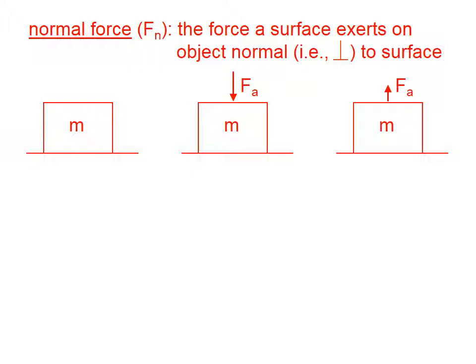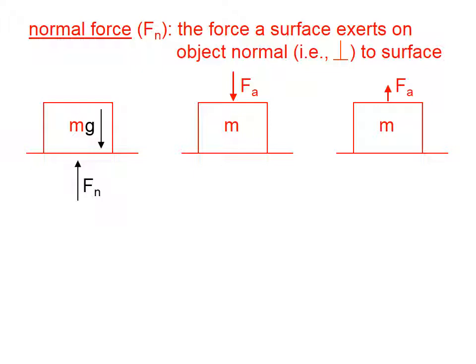The normal force, which we symbolize F sub n, is the force a surface exerts on an object, normal, that is perpendicular to a surface. So in the leftmost case, we have a mass sitting on the table, and it's held in place by a normal force, which is numerically equal to its weight, m times g. So in this case, on the left, m times g downward is numerically equal to the normal force upward. You notice that I've drawn those arrows the same length.